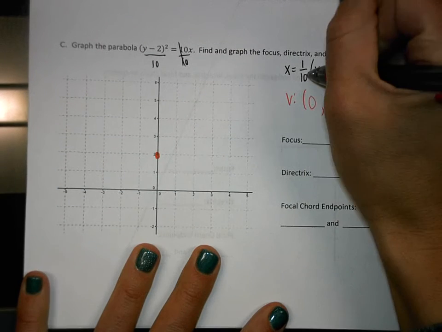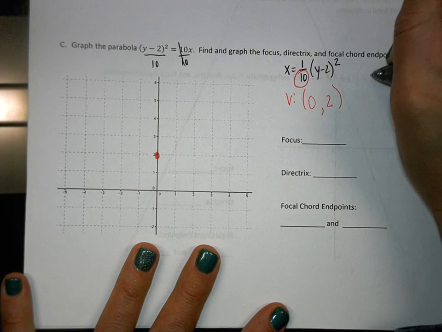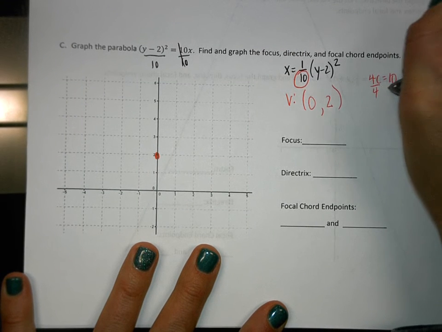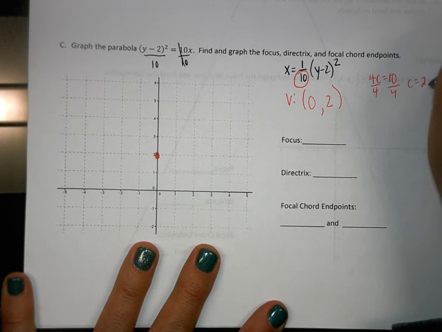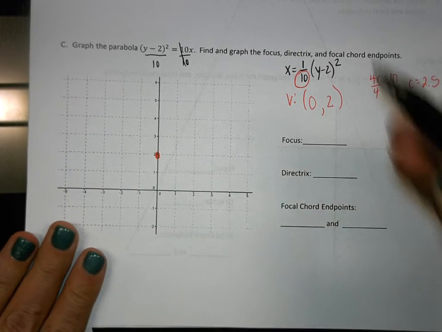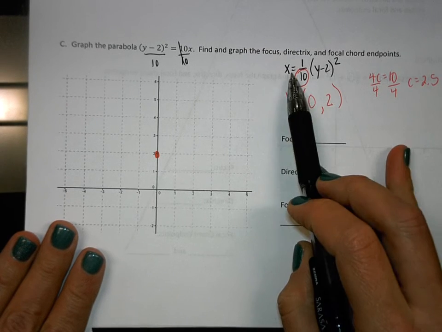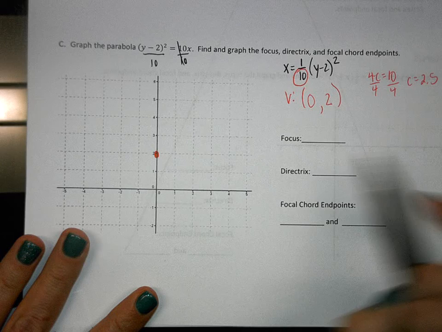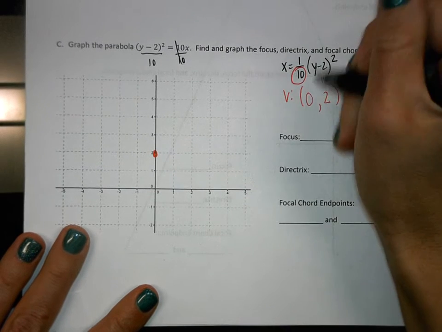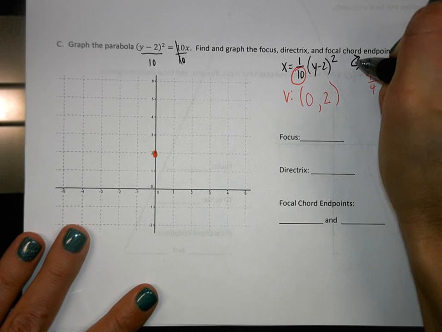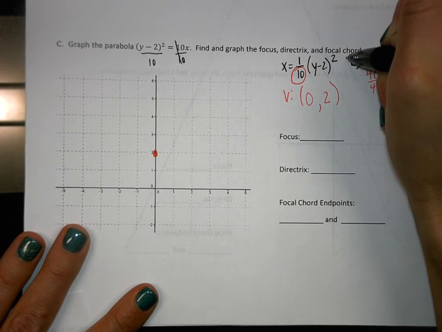We always set our denominator equal to 4c. So 4c equals 10. When I divide by 4 on both sides, I get c equals 2.5. Everybody good there? The other thing I suggest is that you look at your equation. Since it's x equals, we know our curve is going to go along the x-axis. Because it's positive, my curve is going to go to the right, and my focus will go right, and then my directrix ends up going towards the left.